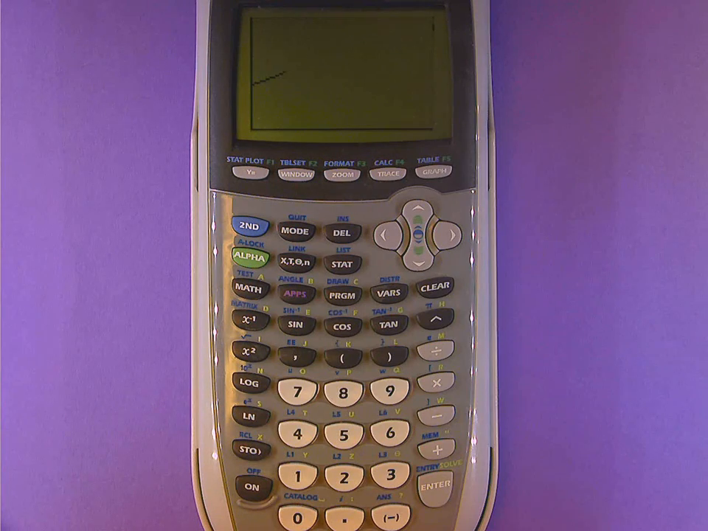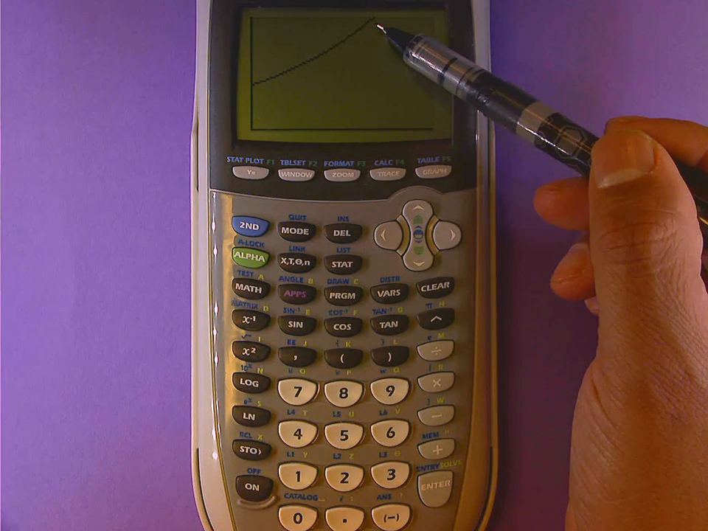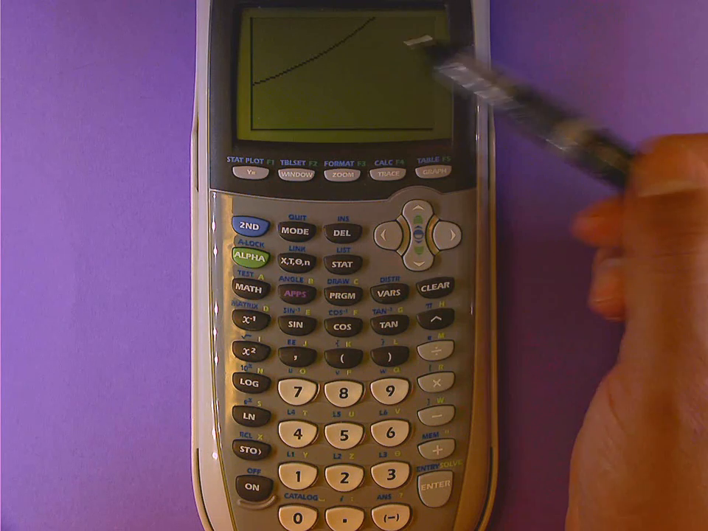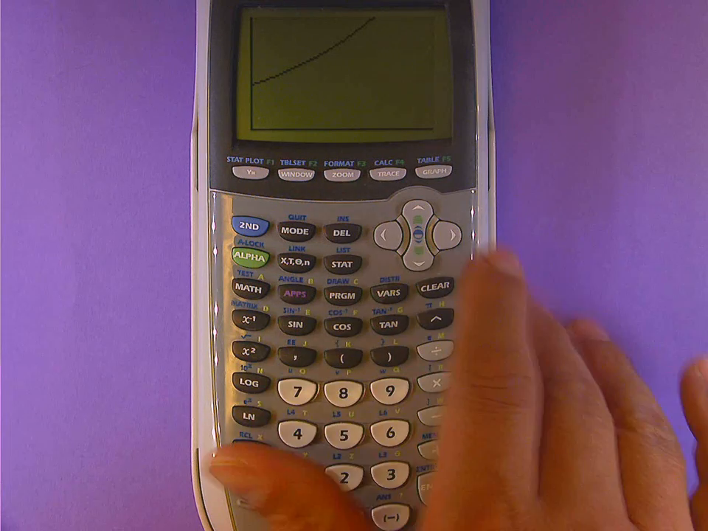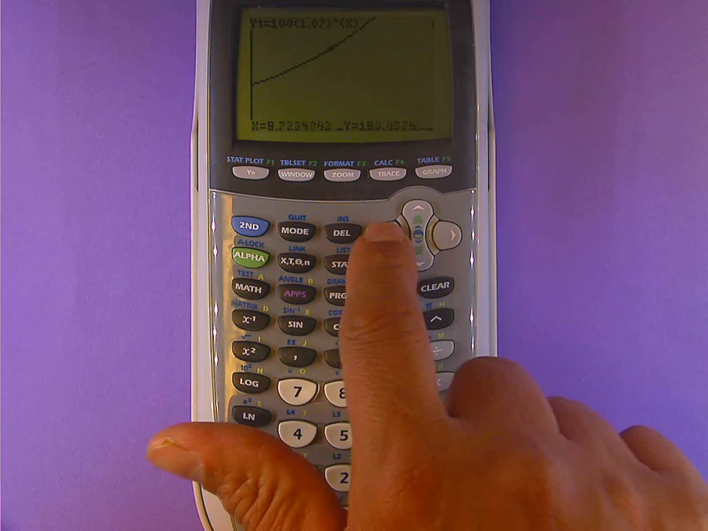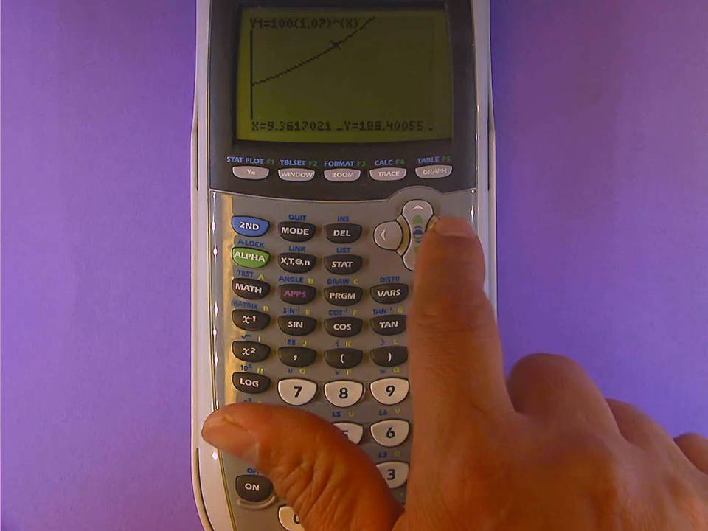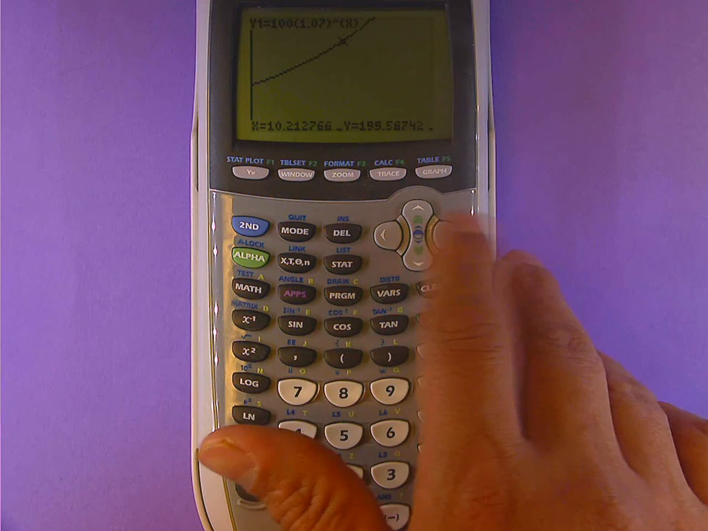I'm now going to push graph. And we see our function. It begins out at 100 and it's going up exactly like we expected. Now, this function clearly goes past 250 before I run out of x values. If it did not, I would have to adjust my x values. In this case, I'm simply going to use the trace function on my calculator, and I'm going to go back and forth using left and right until I get as close as I can to 200.